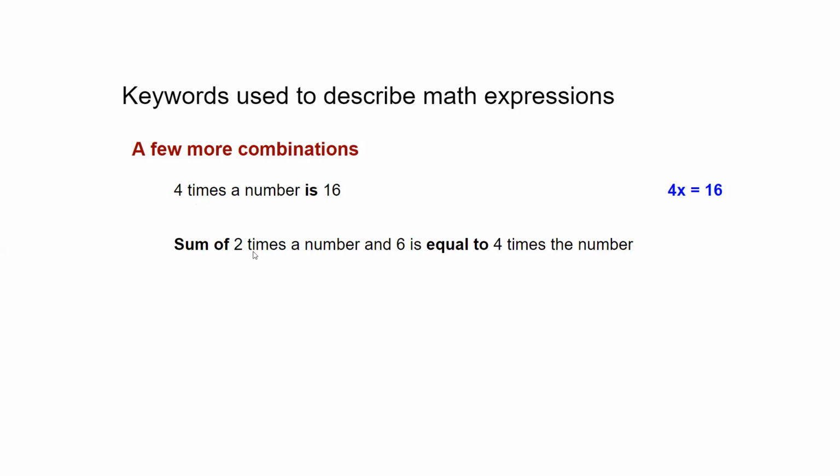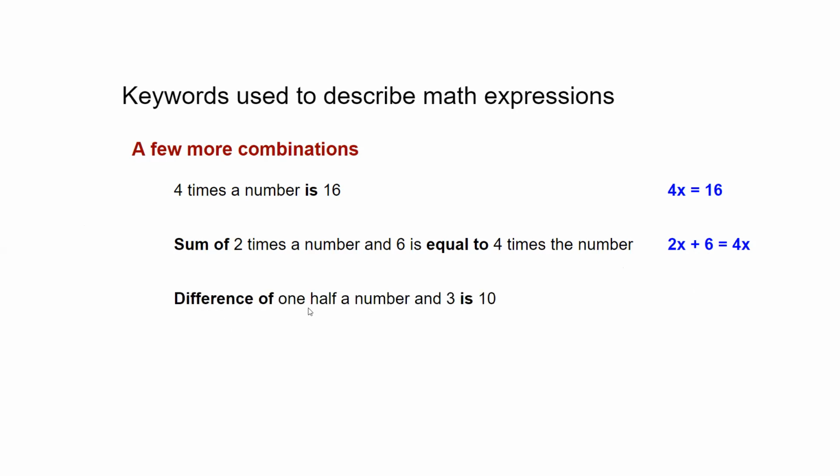The sum of 2 times a number and 6 is equal to 4 times the number. Equal to also stands for the equal sign. So we're going to break this up into the left side and the right side. The left side says we're going to add 2 times a number and 6. The right side says 4 times a number. So that becomes 2x plus 6. We're summing 2 times the number and 6, and we're setting it equal to 4 times the number.